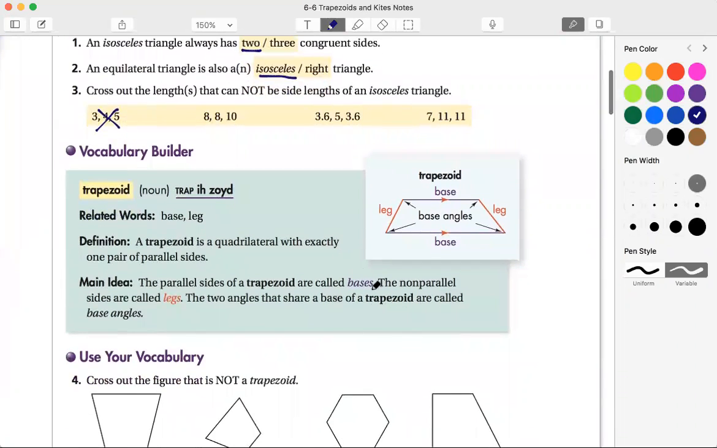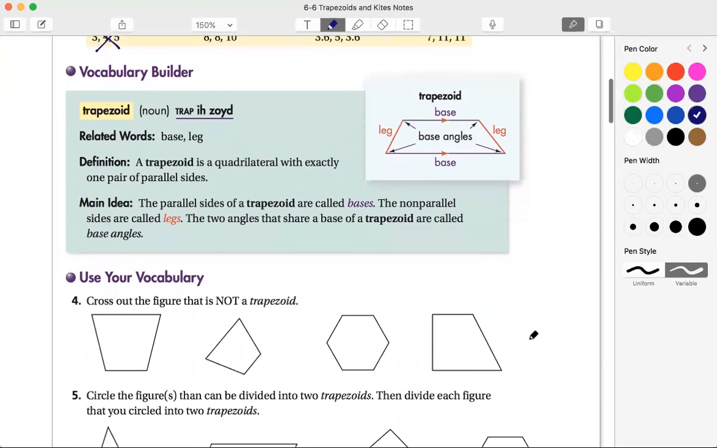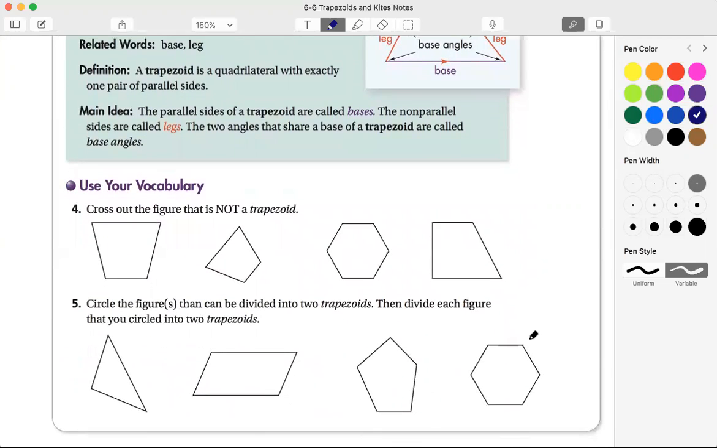So a trapezoid is a quadrilateral with exactly one pair of parallel sides. The parallel sides of a trapezoid are called the bases. The non-parallel sides are called the legs. The two angles that share a base of a trapezoid are called the base angles. So cross out the figure that is not a trapezoid. That would be this one.